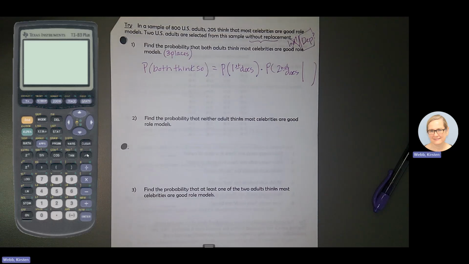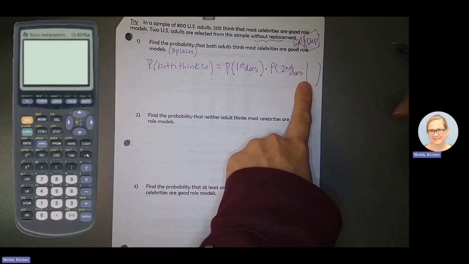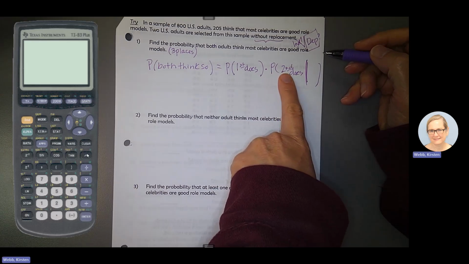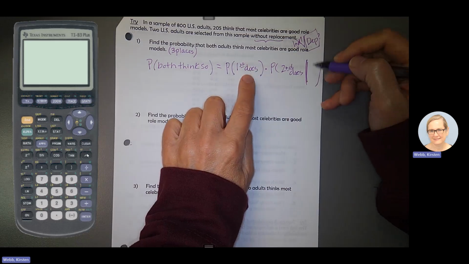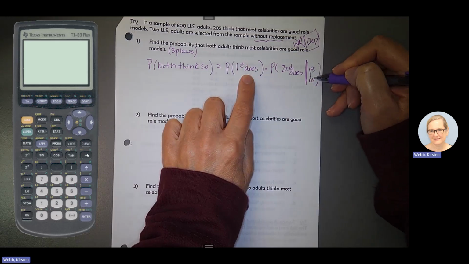Switching back to dependent, you might find the formula and notation a little helpful, more so than we have been using it lately. You're gonna need to make sure to take that conditional probability into account in our second probability. So we need to find the probability that the first one we pick thinks celebrities are good role models times, what should that condition be? Probability that the second one thinks that same way, given that the first one does. Yeah, it's gonna be a repeat of whatever was in this first set of parentheses.